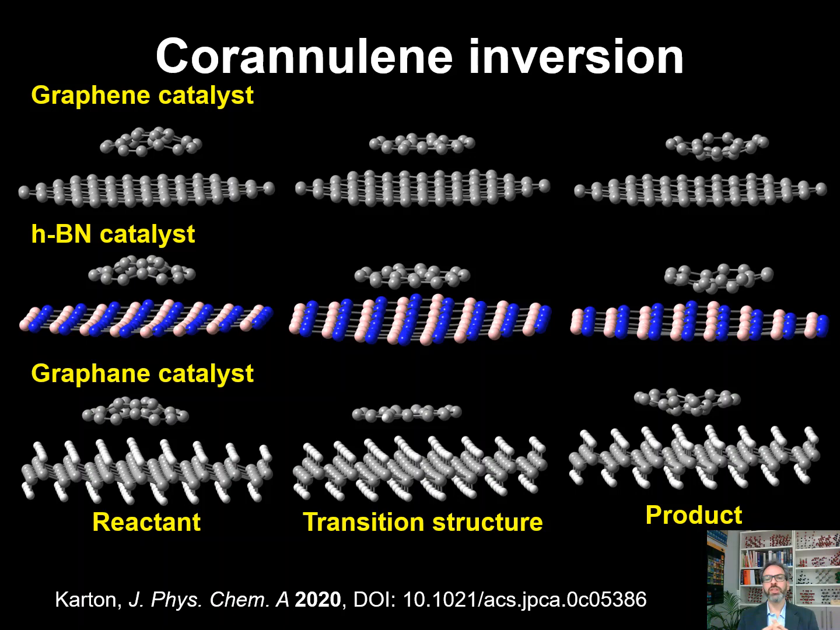Here we see the species located along the catalyzed corannulene ball-to-ball inversions. We can see that an HBN and a graphane catalyst both result in very similar reactant complexes and transition structure complexes to those located along the graphene catalyzed corannulene ball-to-ball inversion.